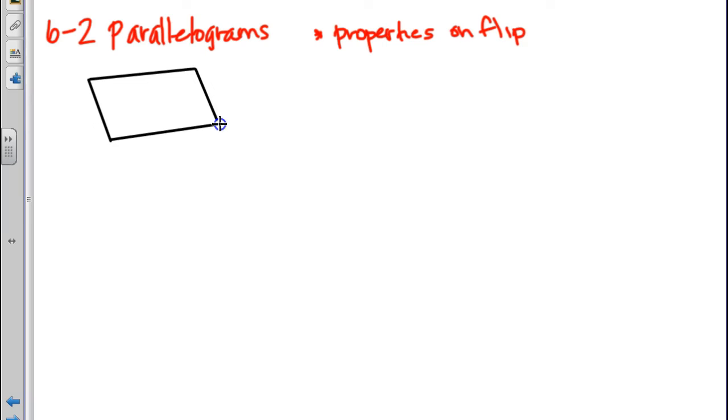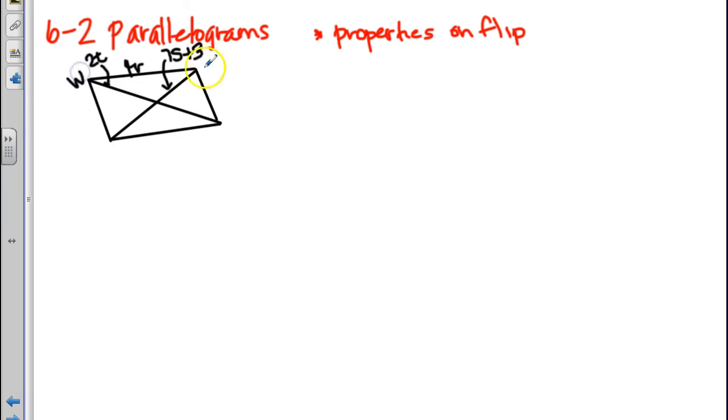All right, so there's my parallelogram. And there are my diagonals. This is 2t. This side is 4r. This part of the diagonal is 7s plus 3.